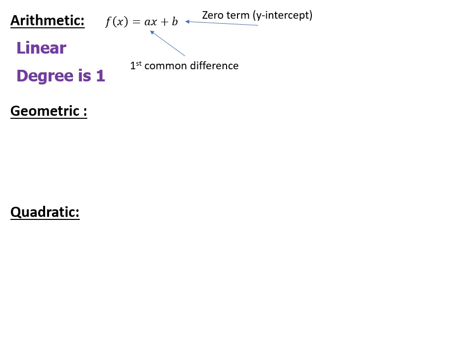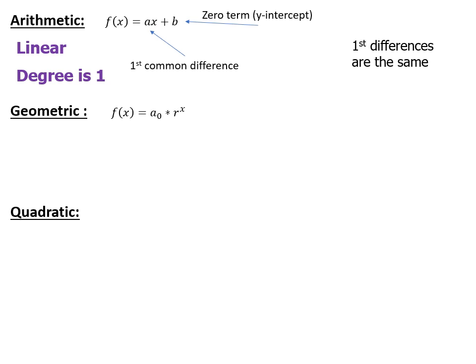Okay, let's revisit this page in our notes, talking about arithmetic, geometric, and quadratic. The arithmetic form looks like f of x equals ax plus b. A is the first common difference, and b is the zero term or the y-intercept. It's linear, and the degree is 1 because we have x to the first power. Also on arithmetic, the first differences are the same.